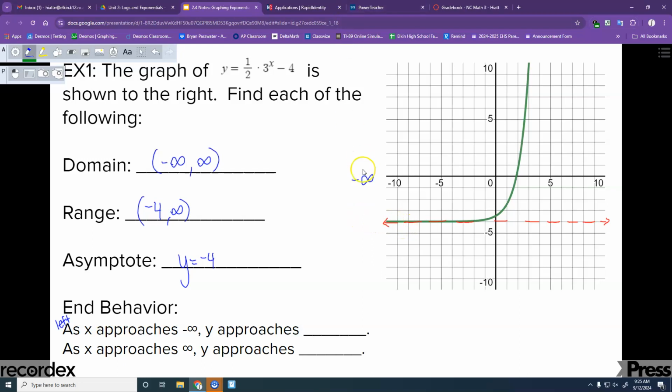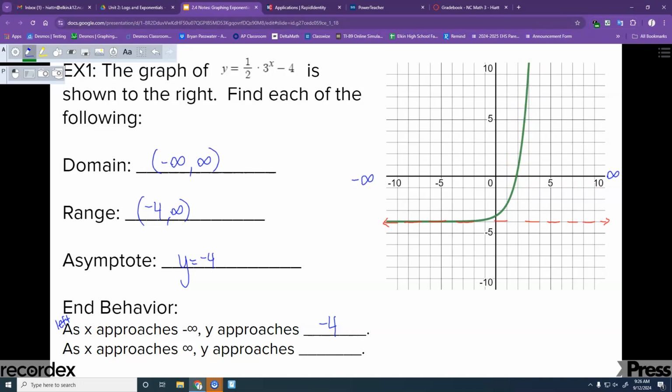Are they going up forever, down forever? Are they leveling out at a number? They're leveling out. What number are they leveling out at? -4. -4 is my answer here. This expression here, as x approaches positive infinity. Positive infinity is way over here on the right side of the x-axis, right? As x approaches infinity, so if we're following this graph on the right side, what is happening to my graph?